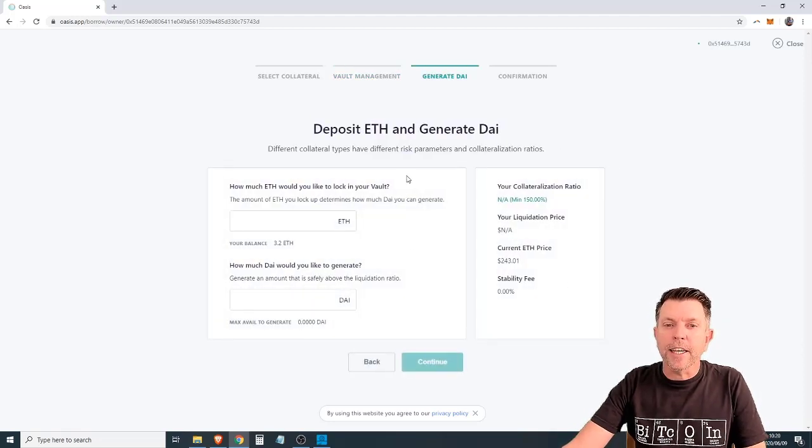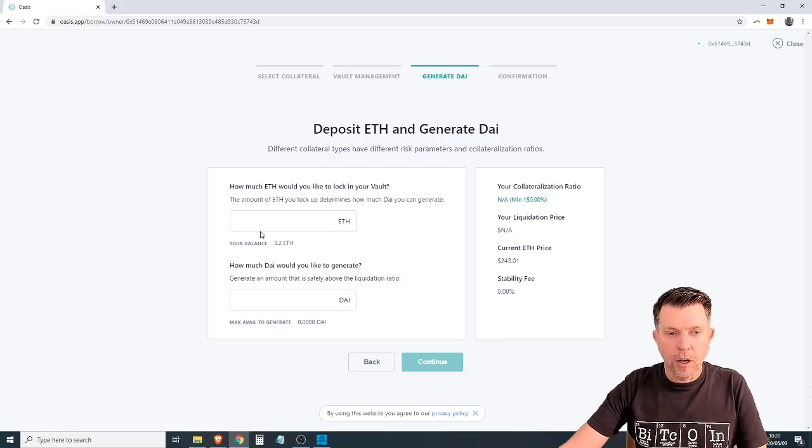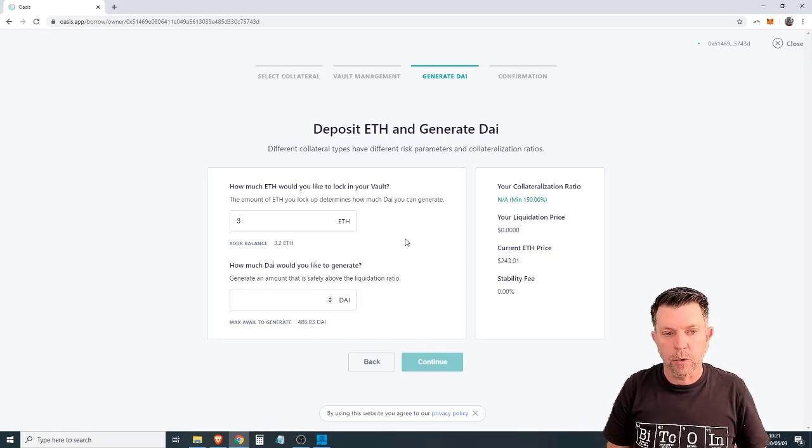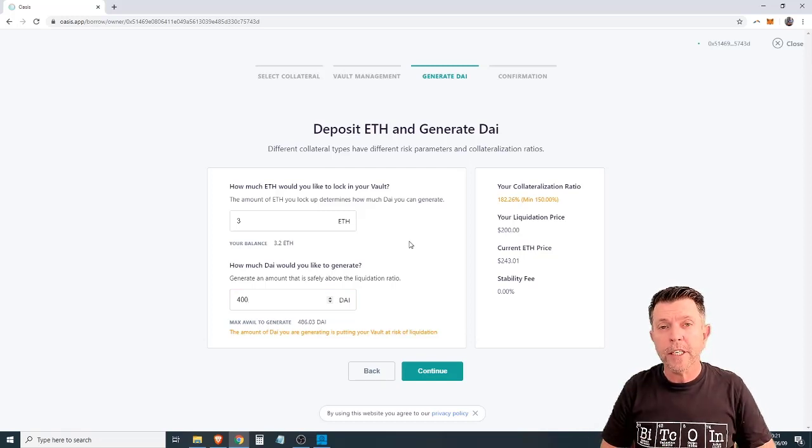Okay, now it says, how much ETH would you like to deposit to generate your DAI? So how much ETH would you like to lock in your vault? I'm going to lock 3 Ethereum. And how much DAI would you like to generate? This is where the 150% collateral will take its toll. So I'm going to say, let's do 400 DAI. Remember that I'm essentially generating $400 worth of DAI, and I will be showing you how we convert that back into Rand so that we can use it for practical real-world aspects like fixing our car.